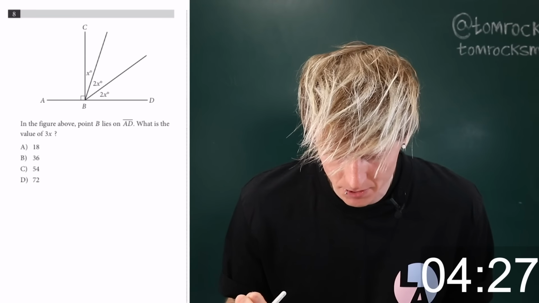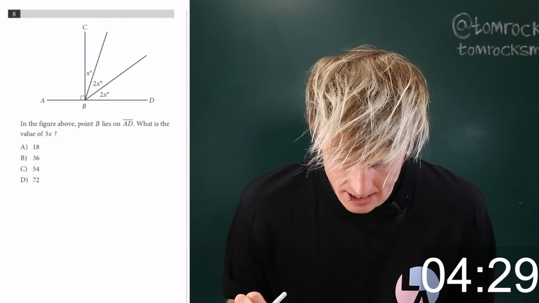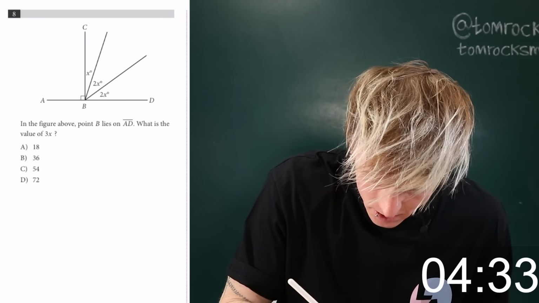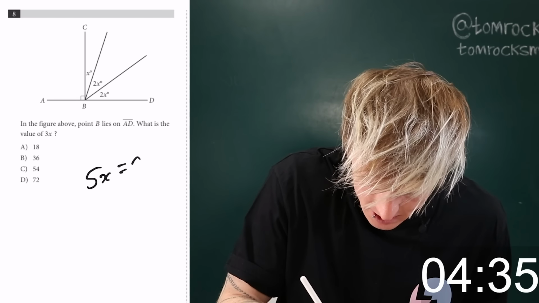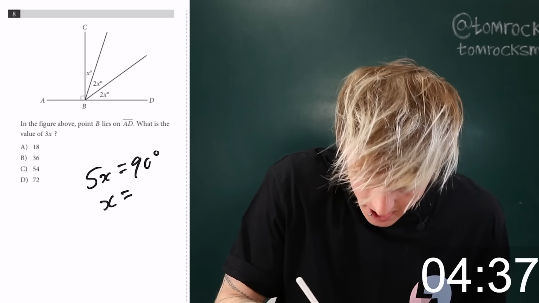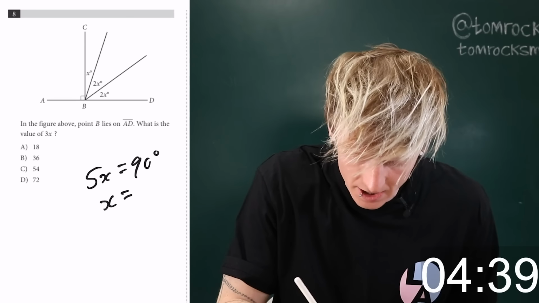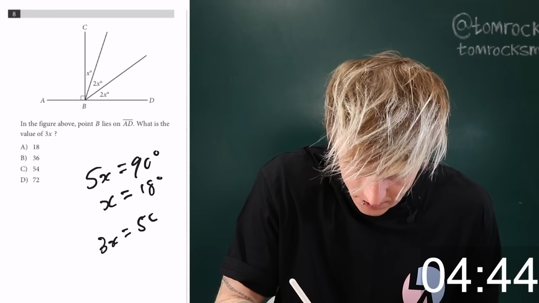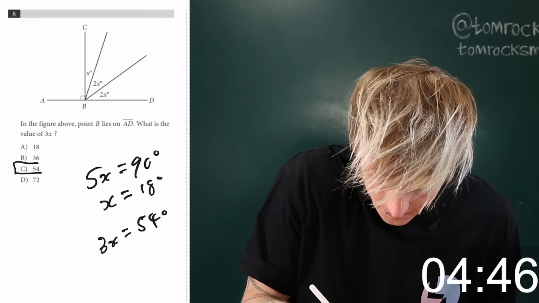Number 8. In the figure above, point B lies on the line AD. What is the value of 3x? Well, I know that 5x is 90 degrees. So x is 90 divided by 5, which is 18 degrees. So 3x is 3 lots of 18, 54 degrees.